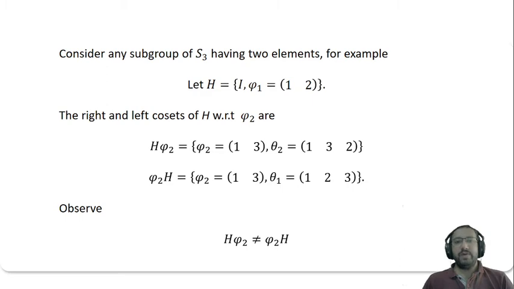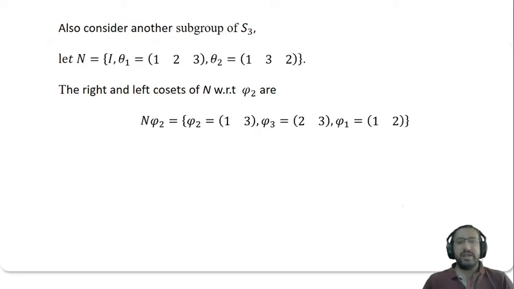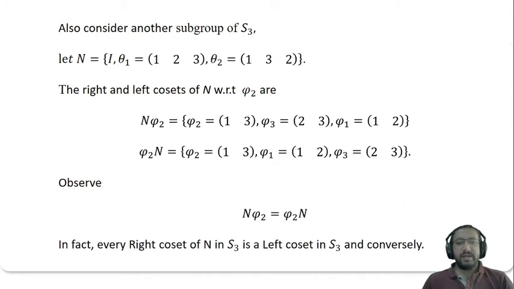Instead of a subgroup of two elements, consider now a subgroup of three elements. It has only one, which I am naming N, that is I, theta 1 and theta 2. Try to find the right and left cosets of N with respect to phi2. So the right coset is phi2, phi3, phi1. Similarly, the left coset is identical to the right coset in this case. So, in fact, every right coset of N in S3 is a left coset in S3, and conversely.